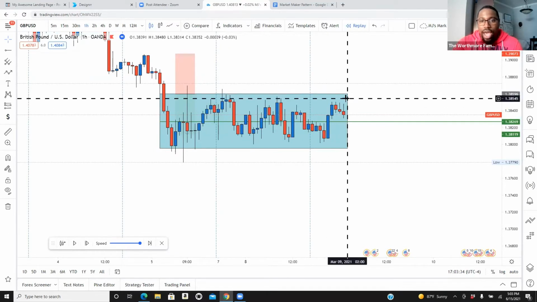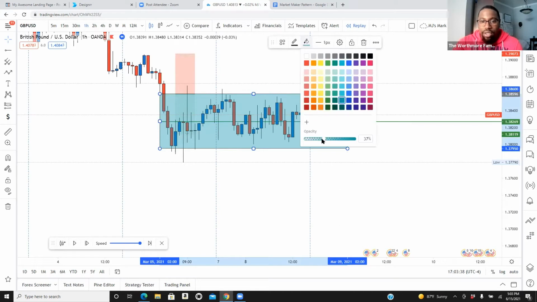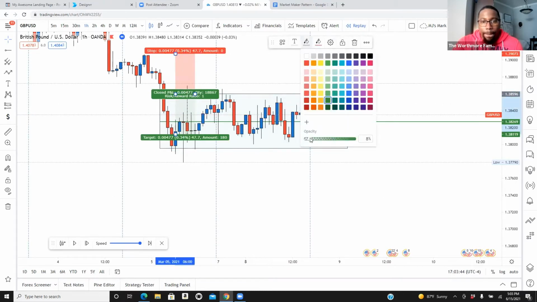Let me make this box not as dark, so that way it can really pop out. Okay, really got to be able to pay attention to it. Okay, and I'll make this a little bit brighter.